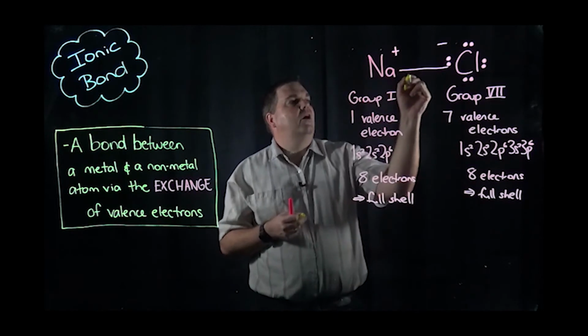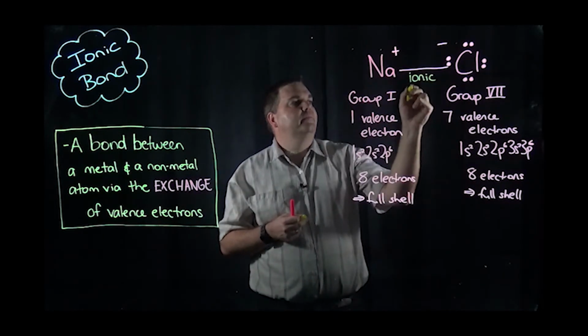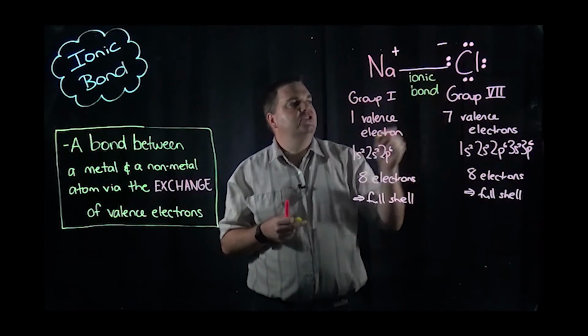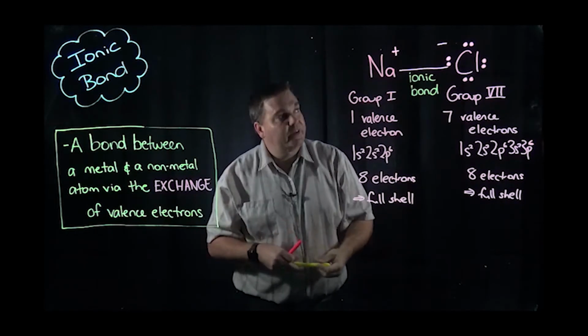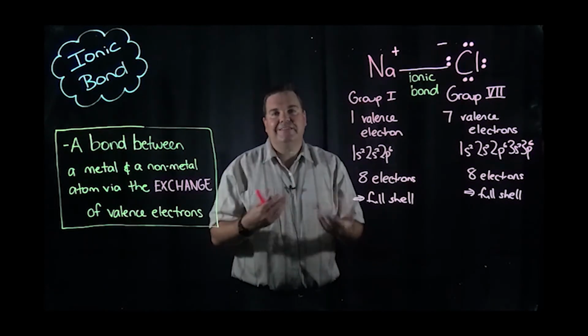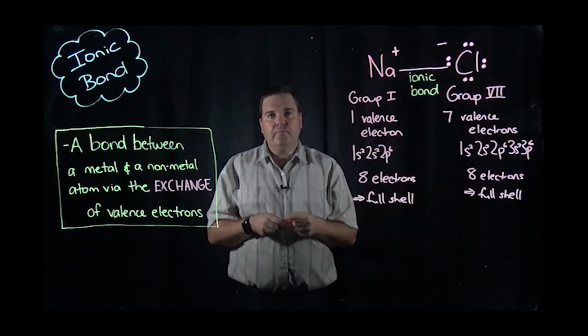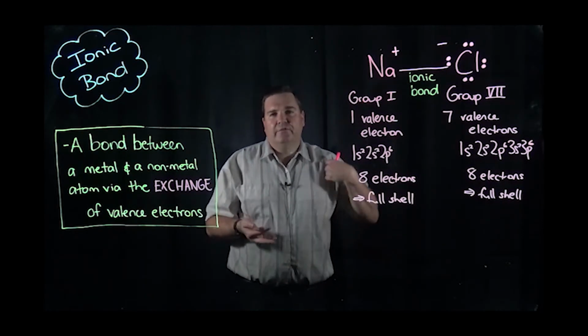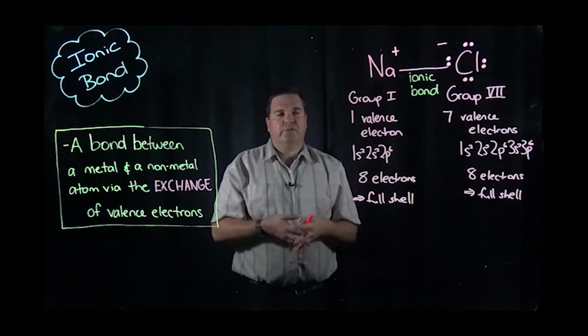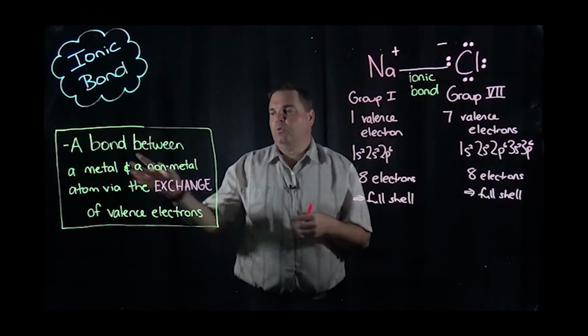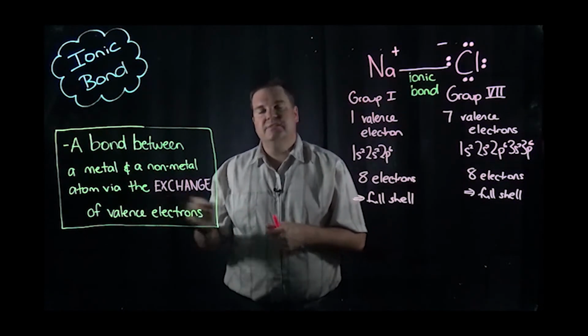So this is our ionic bond right here, where we have exchanged a valence electron between the sodium and the chlorine to get a full outer shell. So that's the idea of an ionic bond. I'm just going to keep this one short. Hopefully you can understand that all we're doing is exchanging valence electrons.